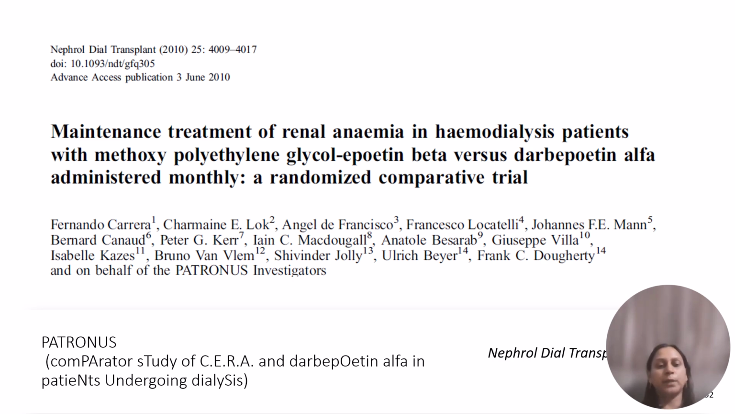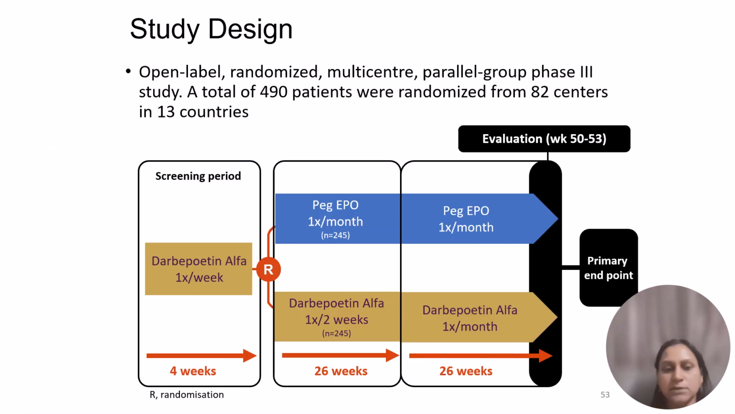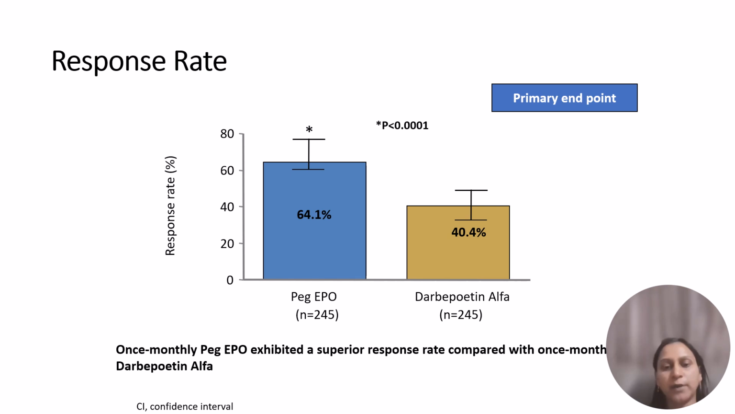Now coming to patients who are on dialysis. This is the Patronus study, where they looked at Sera versus darbepoetin alpha in patients who are on dialysis. This was the study design: an open label, randomized, multi-center, parallel group study, with a total of 490 patients randomized from 82 centers across 13 countries. You can see here that they are administering pegylated EPO, or Sera, once a month and darbepoetin alpha once a month. If you give darbepoetin alpha once a month, you can see that the efficacy is not very good.